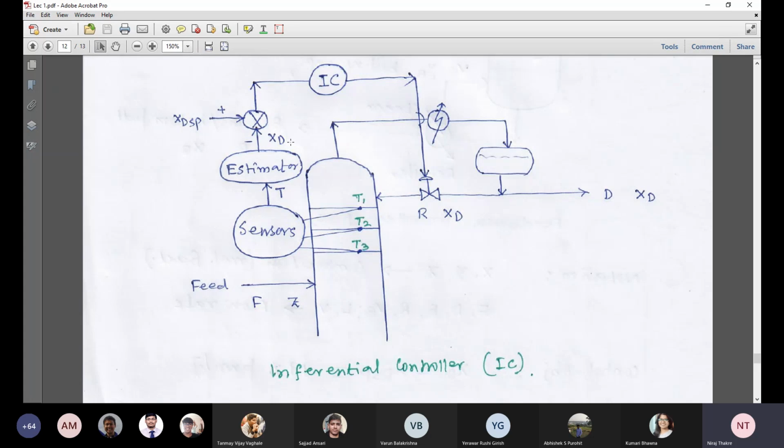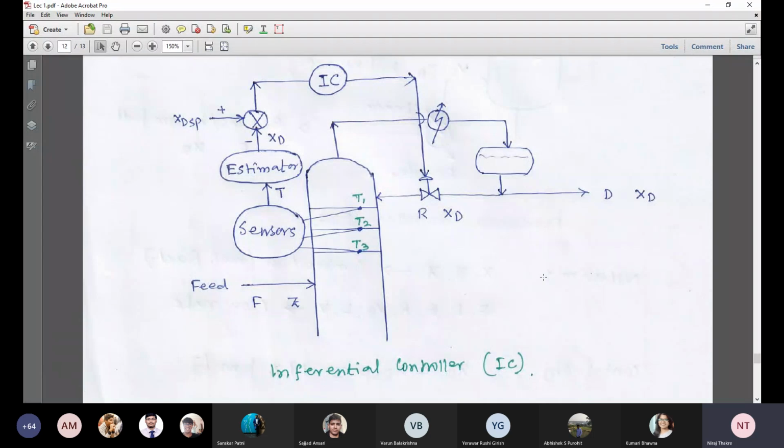Sir, I think we are using all the temperatures which we are actually measuring, and using those we are calculating XD. That's why we are taking it as primary measurement. No, I did not get the answer.